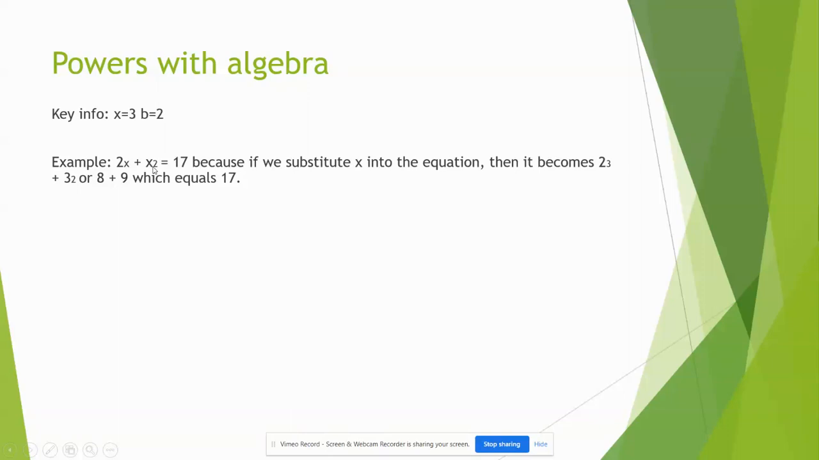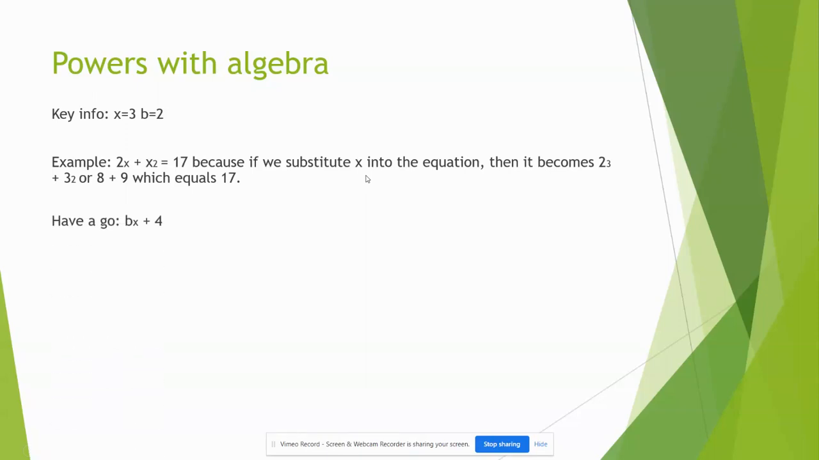It equals 17. Because if we substitute x into the expression, then it becomes 2 to the power of 3 plus 3 squared, which means 8 plus 9, which is 17.